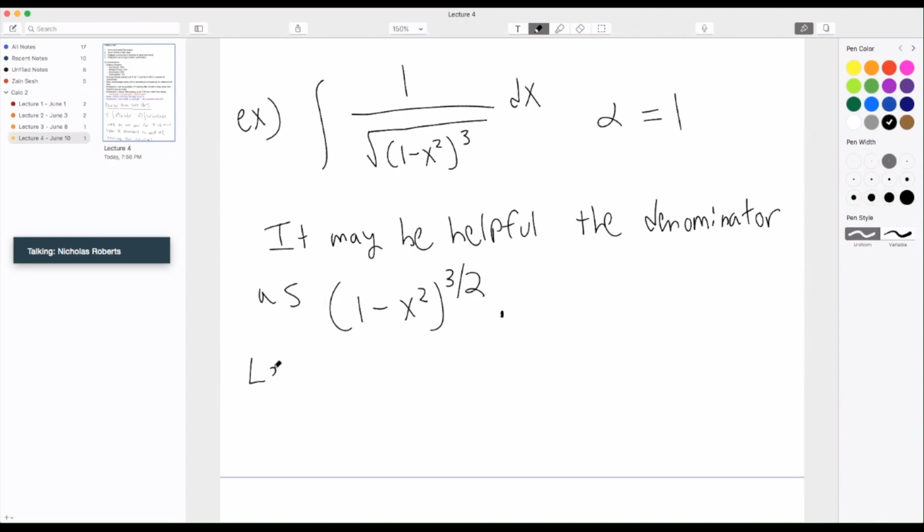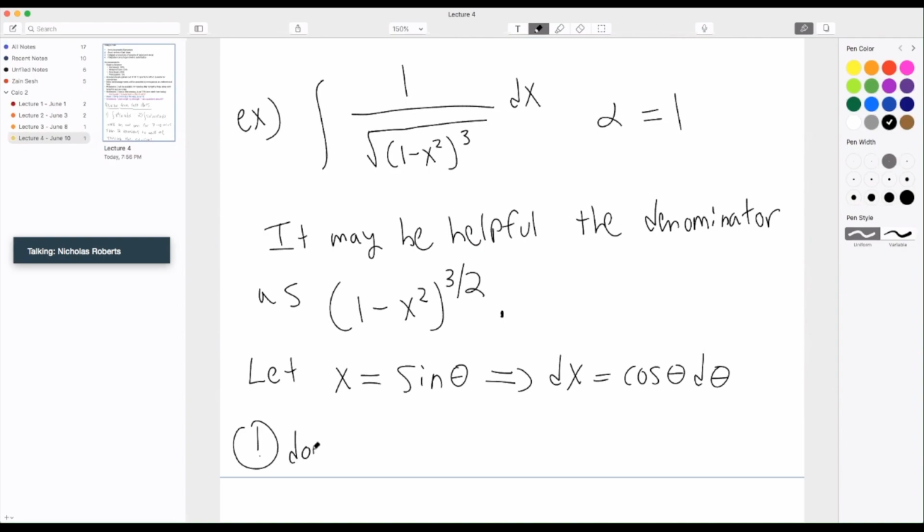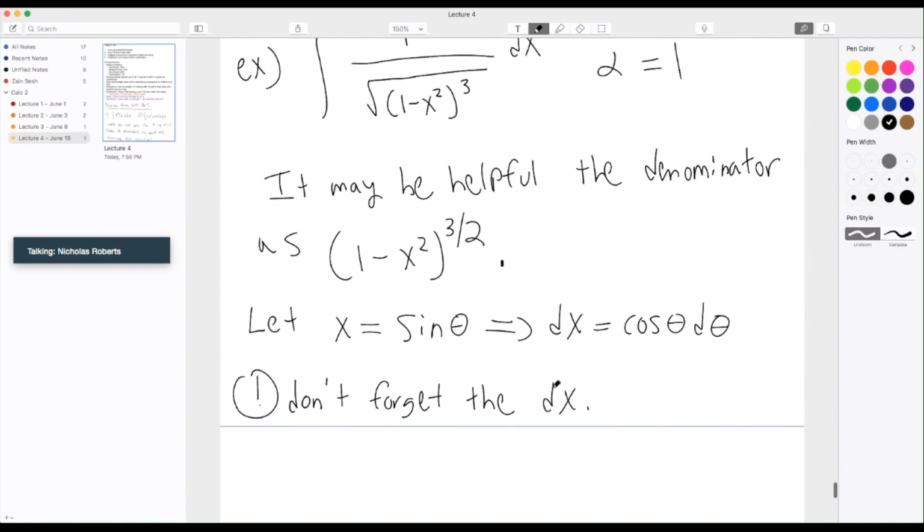So the substitution is x is equal to alpha sine theta. Well, alpha is 1, so x is just going to be sine theta. And that will then imply that dx is cosine of theta d theta. So do not forget the dx. Very important. So just warning, don't forget the differential dx. Very good. So now let's bring this whole integral in terms of theta.